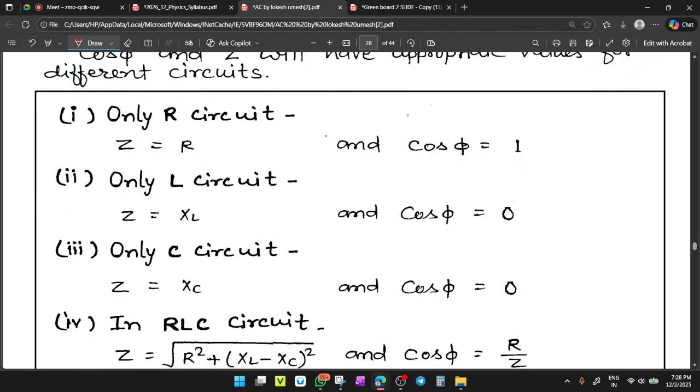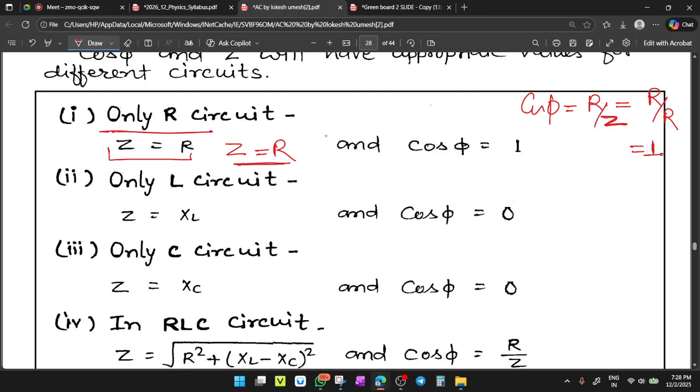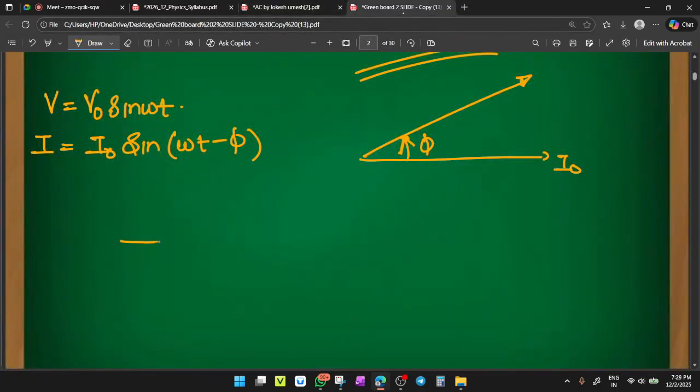We have cos phi equals to R by Z. For a purely resistive circuit, Z equals to R. In a purely resistive circuit, only one circuit component is there, so Z equals to R. So cos phi equals to R upon R, which is equal to 1. This means power factor equals to unity. Clear or no?